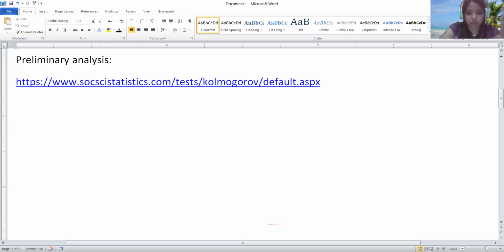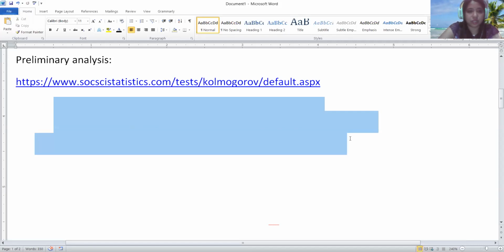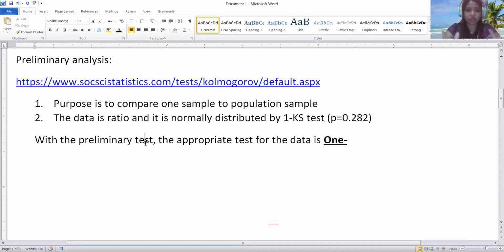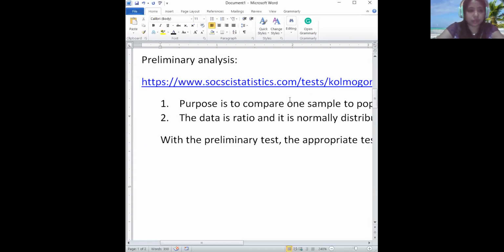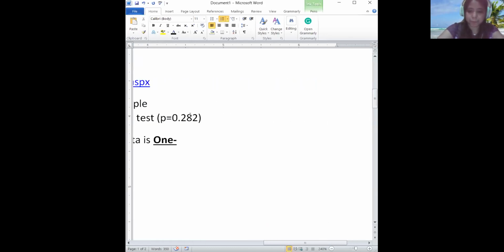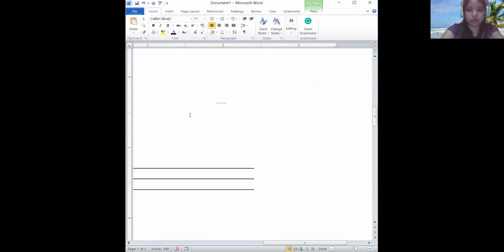So let us reflect it in our preliminary analysis. We considered the nature of the data. And of course, part of it is the purpose of the data. The purpose is to compare one sample to a population sample. So that is checked. Another is that the data is ratio and it is normally distributed, with the value of the one sample KS of 0.23. So let us place it here.